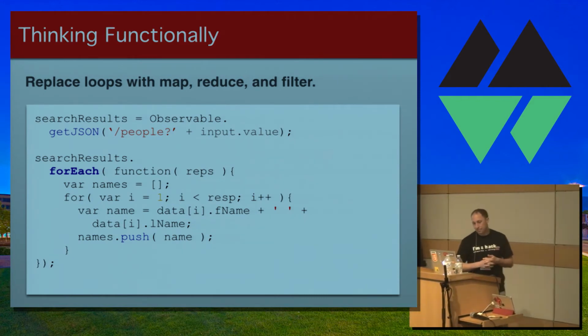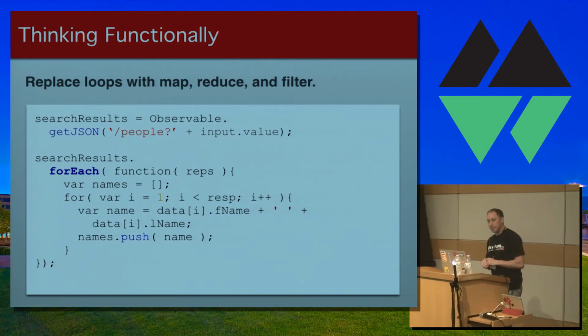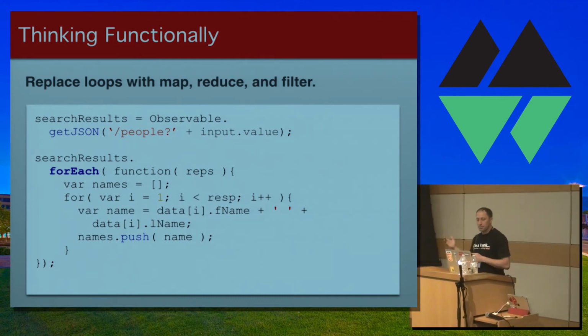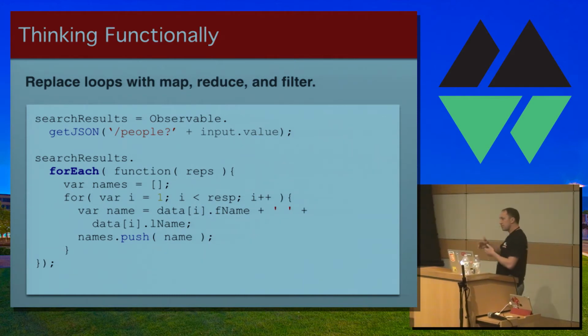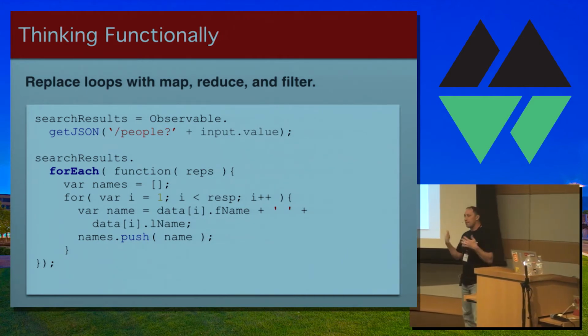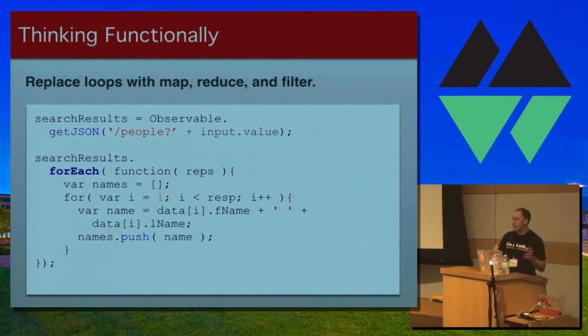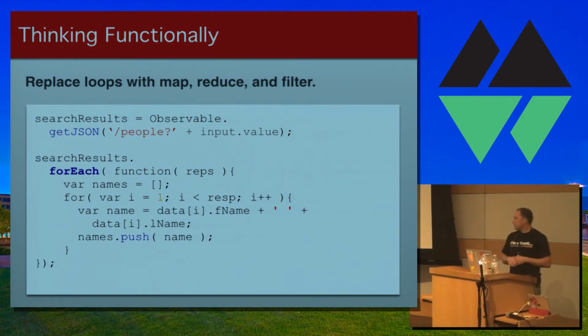So here we're going to have our search results, which is going to be an observable of AJAX requests. And what we really want to do is actually take those, so it's going to be an array of first names and last names. And what we want to do is take those names and combine them together into an array of names that is the first name combined with the last name. So here's one way to do it.